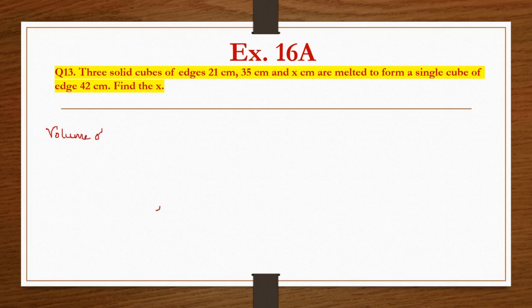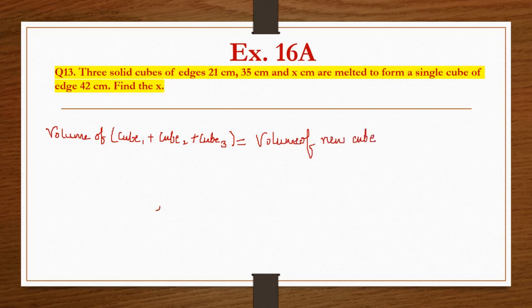So the volume of small cubes, cube 1, cube 2 and cube 3, the total volume is transformed into the new volume. So the volume of cube 1 plus 2 plus 3 is equal to the volume of the new cube. Now solve it. The formula of the volume of a cube is a cube.